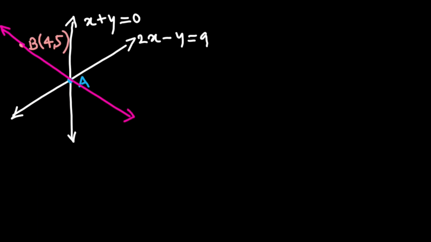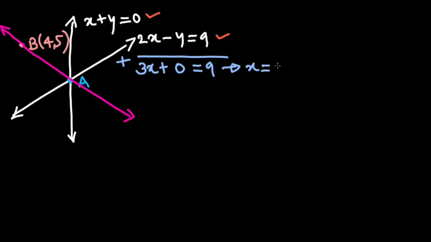First, we will find the coordinates of point A by solving x plus y equals 0 and 2x minus y equals 9. If we add these two equations, we get y minus y equals 0, x plus 2x that is 3x equals 9. That will be x equals 3. So that will be the x coordinate of point A, 3. We will put this x equals 3 here and find 3 plus y equals 0. That gives us y equals minus 3. So that will be the y coordinate of point A.